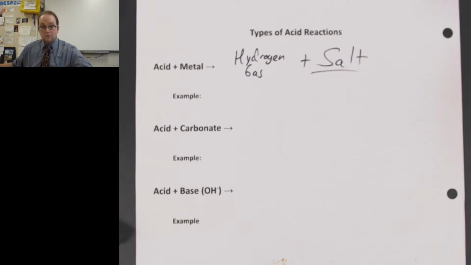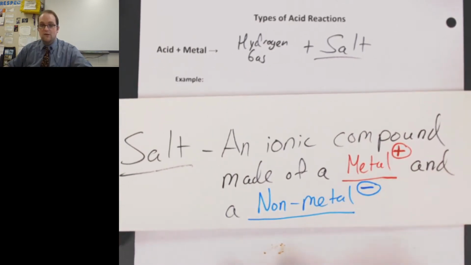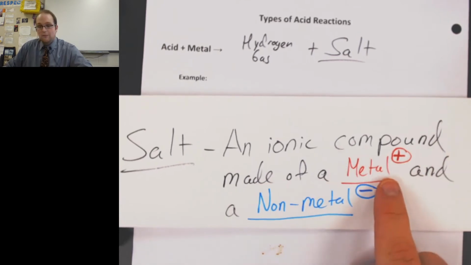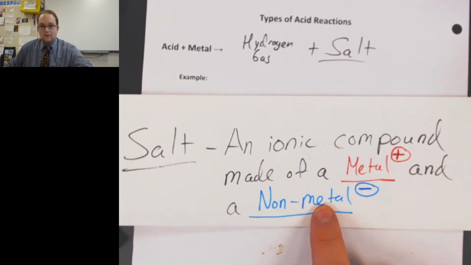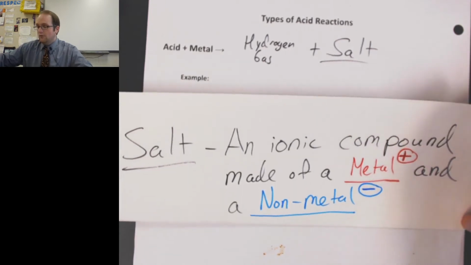Remember that salt is one of our vocab terms. So if you don't have this, you can take a look at my definition here, that a salt is very simply just an ionic compound. Remember, ionic compounds are made of positive metals and negative nonmetals. If you don't have this definition somewhere, take a second and pause the video and write this down. You need to be able to understand this term to help you move forward.